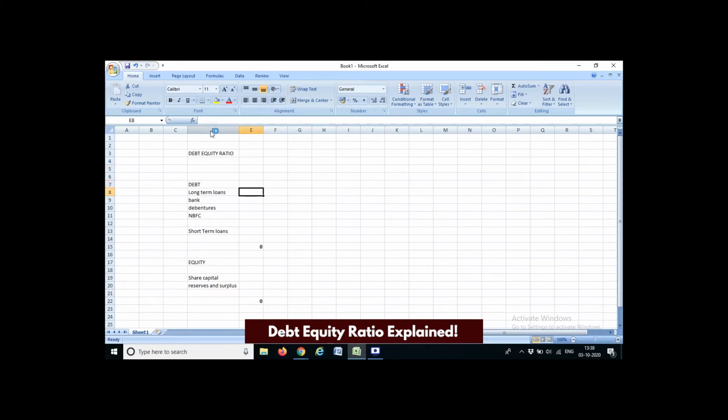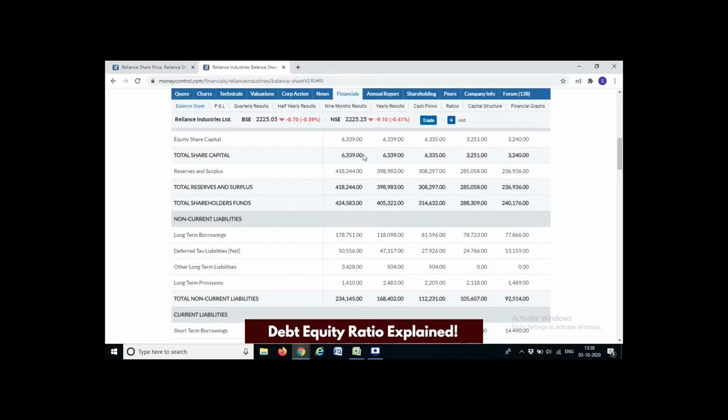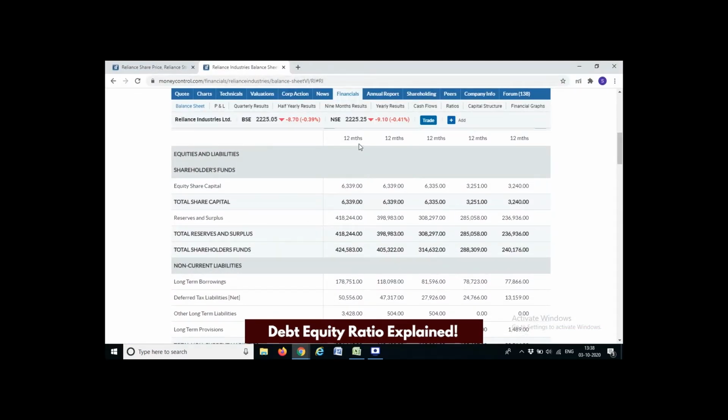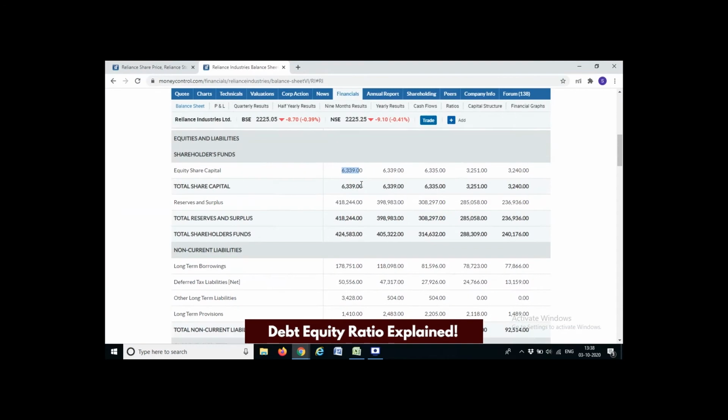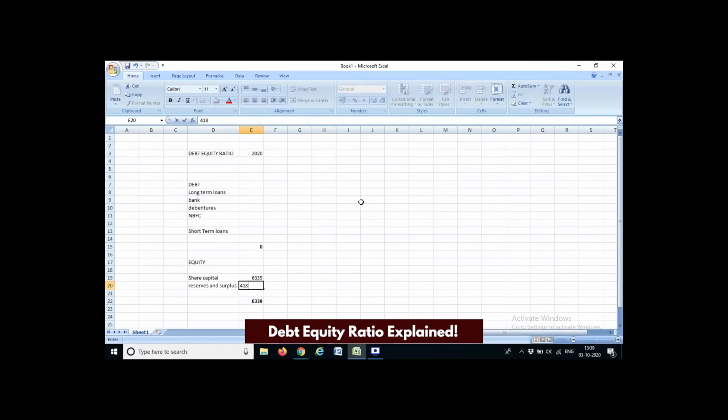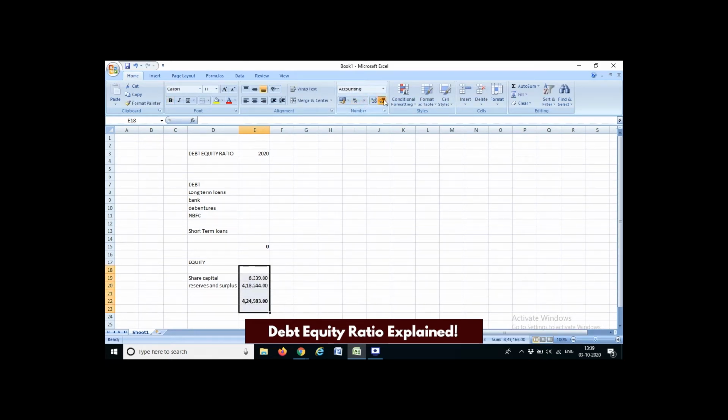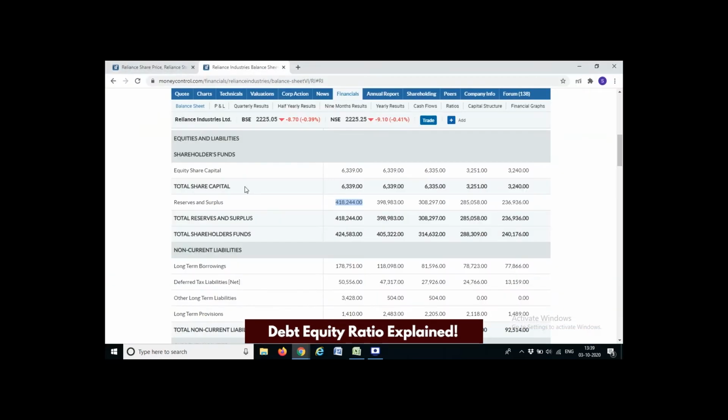Now let's pick up the numbers from Reliance Industries for 2020. So if you see for 2020 annual 12 months, the equity share capital is 6339. So let's put it here, 6339. Then let's put up reserves and surplus, which is 418244. So here you see we receive the equity, which is basically the total capital which the promoters, owners, shareholders have invested in the company. Now let's pick up the debt.